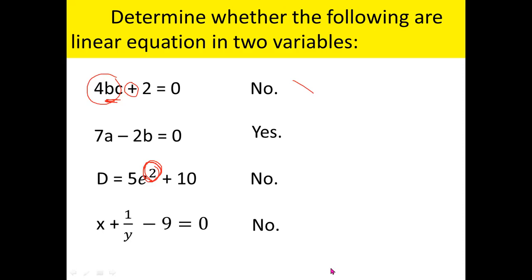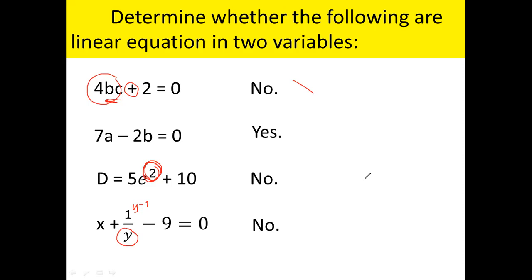Take note that although there are two variables x and y, here y has a negative power or exponent. So y here would mean y to the power of -1. And take note, a linear equation in two variables should have a positive exponent or power. So this is a no. Again, if your variable is in the denominator, that means it has a negative power. So this is a no.